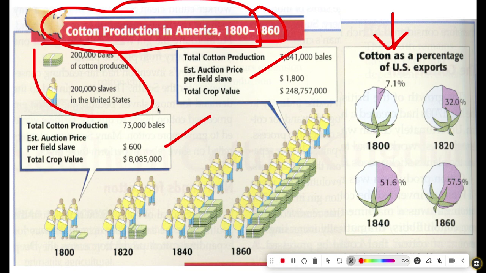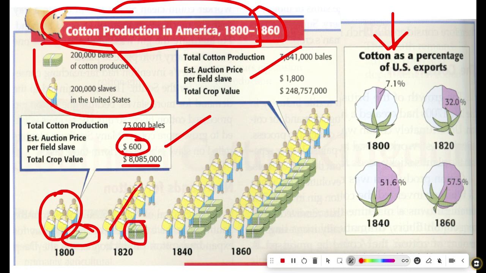All right? And obviously, what's happening here? Well, in this time period, in 1800, enslavement was not as big as it was later, and cotton production, the value of it and the number of bales, was not that huge. You've got the total crop value, but also you have the auction price for an enslaved person. But then as cotton gets bigger, so does slavery. And as cotton gets bigger, so does slavery.